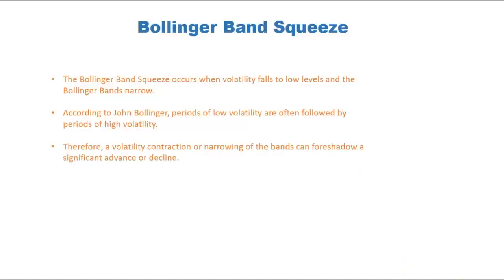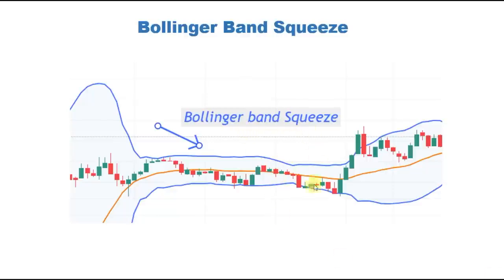According to John Bollinger, this is how low volatility is formed. Periods of low volatility are often followed by periods of high volatility. We can say that after a trending market, the price will consolidate. That is called low volatility. Therefore a volatility contraction or narrowing of the bands can foreshadow a significant advance or decline. Bollinger Band squeeze will look like this. That is, volatility will be very low here and the price also will be in a narrow range.